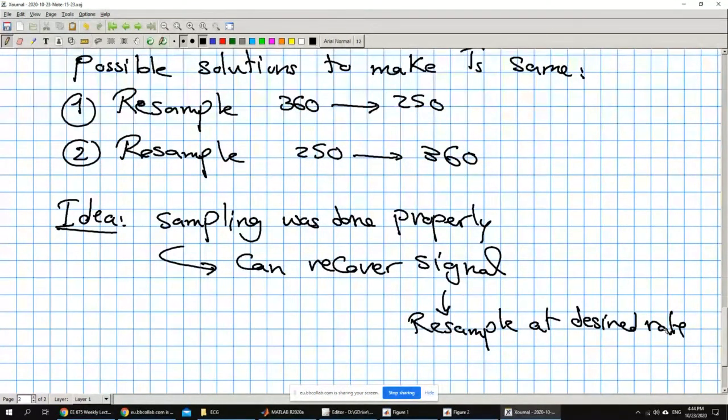If I'm sampling properly, then I should be able to recover the original analog signal. Then once I recover the original signal, I can resample it at the desired rate.